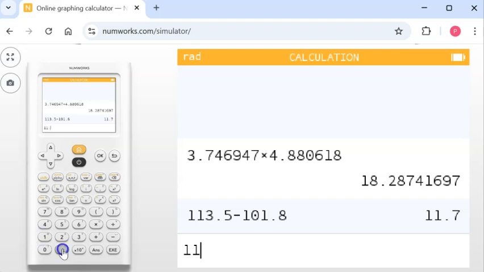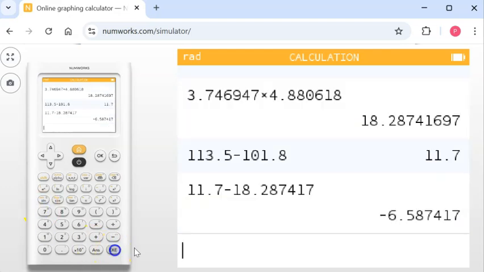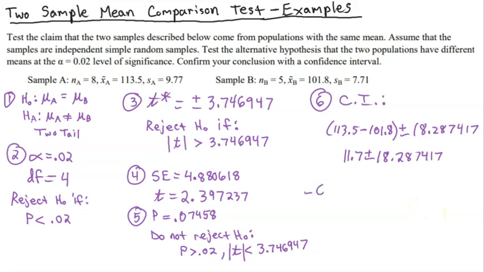So 11.7 minus 18.287417, and that gives us negative 6.587. So negative 6.587 is less than or equal to, and look at your notes if you're not sure, mu sub A minus mu sub B. Now in your notes it says mu sub 1 and mu sub 2, but over here in our null hypothesis it's mu sub A and mu sub B.